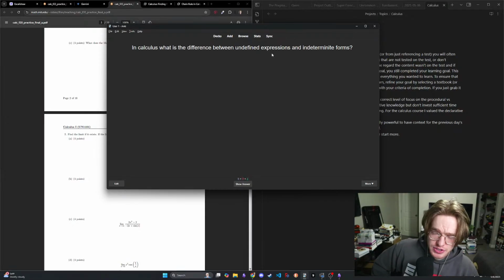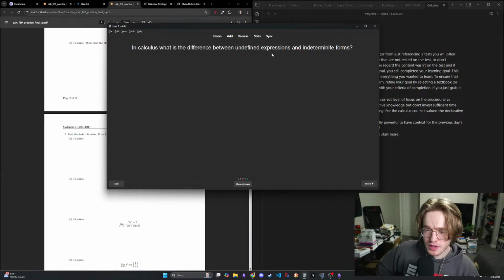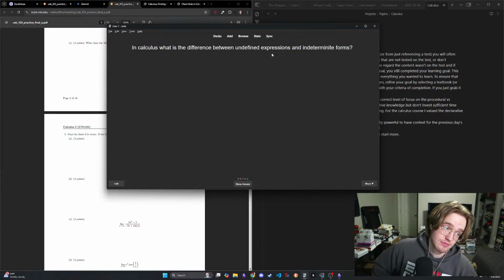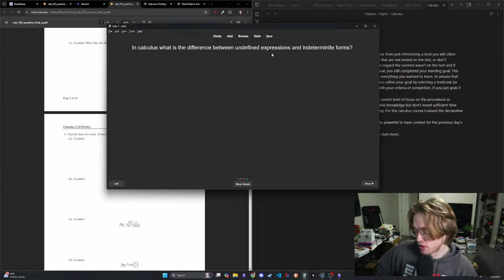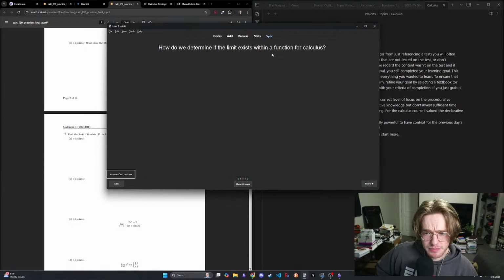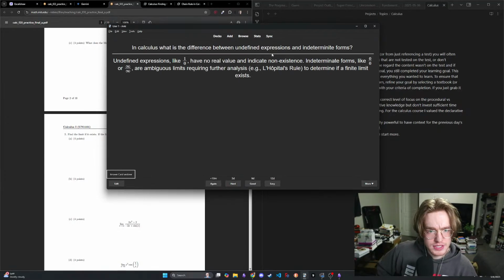Okay, undefined expressions are ones in which you have the denominator as 0 for a rational function, or I guess not a rational function, for one that you're dividing some value by another value. And then indeterminate forms are those which evaluate to 0 over 0 or infinity over infinity, and in cases like this you use L'Hopital's rule. Yep. Okay, perfect.